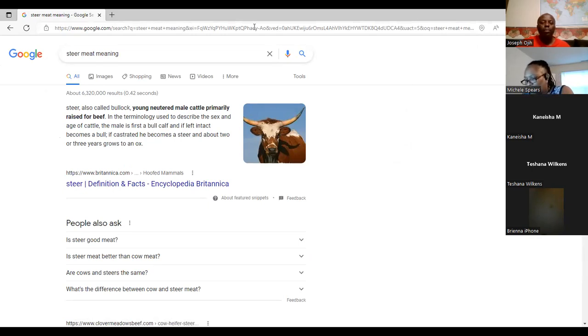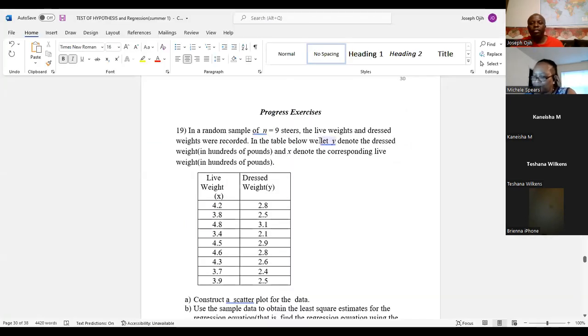So in a random sample of 9 steers, the live weight and the dressed weight are recorded. You know, when they kill the cattle, they do the boning. They remove the bones and some parts, so they call it boning. And after they finish that, they dress it and package it for sale. You can see that the live weight will be different from the dressed weight. So the live weight and dressed weight were recorded.